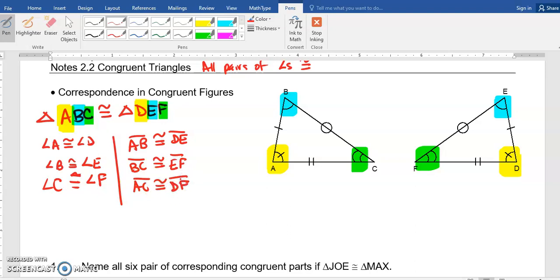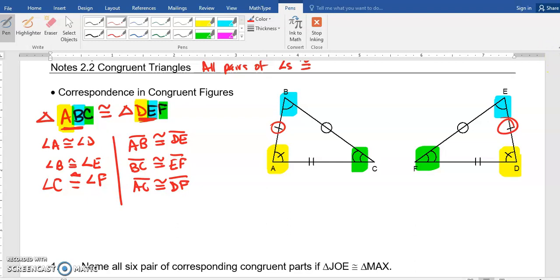They have to be in the right spots in the statement. So since A and B are the first two letters here, it has to be congruent to DE. And you can look at the figure and see how they're marked. AB and DE are marked the same. So if you have congruent triangles, you have 6 pairs of congruent parts.